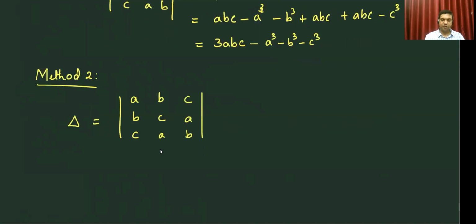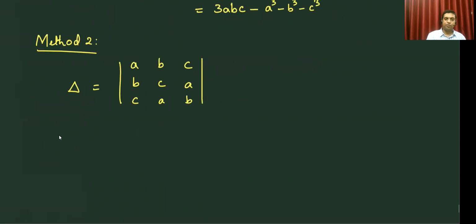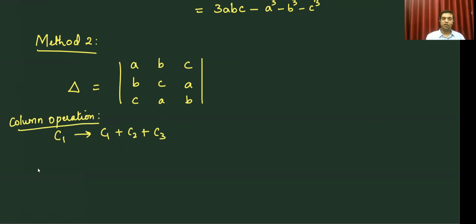ABC, BCA, CAB. Now for this, what I do, I will write column 1 as column 1 plus column 2 plus column 3. Okay, this is column operation. Just like you can do row operation, you can do column operation. Column 1 I write as column 1 plus column 2 plus column 3. What happens by this?